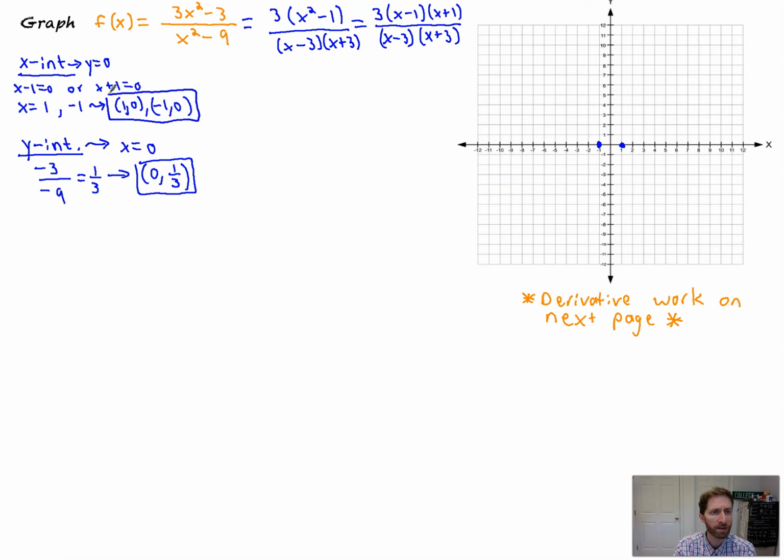This is my set of x-intercepts. (0, 1/3) is not plotted yet. I'll do that in a slightly different color, just so that you're seeing that we're doing slightly different things here. So right there, (0, 1/3).